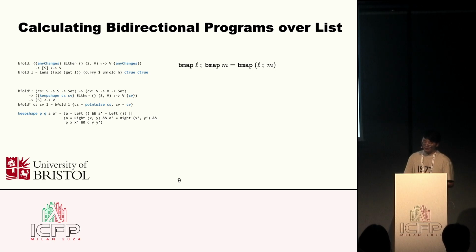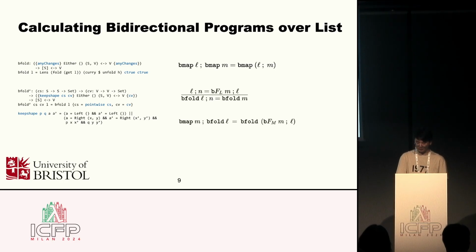For example, we have the bidirectional map fusion law that states that the composition of two bidirectional maps can be fused into a single bidirectional map. We've developed the bidirectional fold fusion law and fold map fusion law as well, and the list goes on. For more combinators and calculation laws, we refer to the original paper.